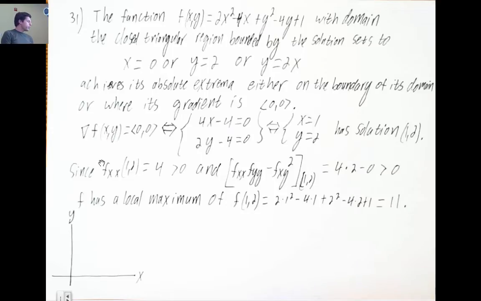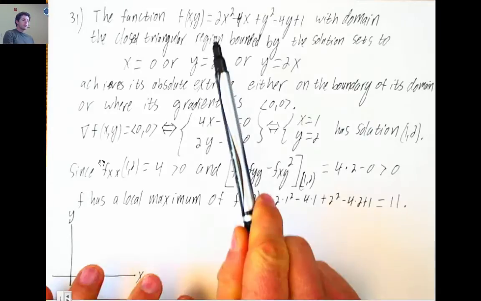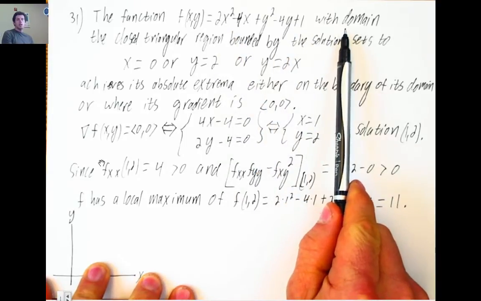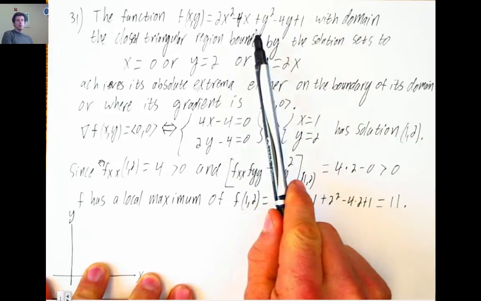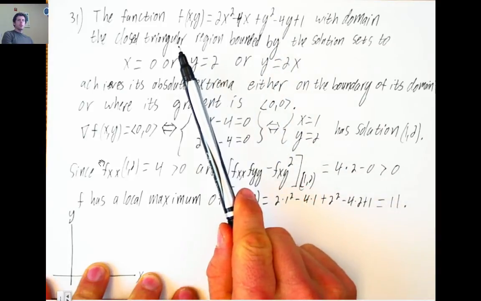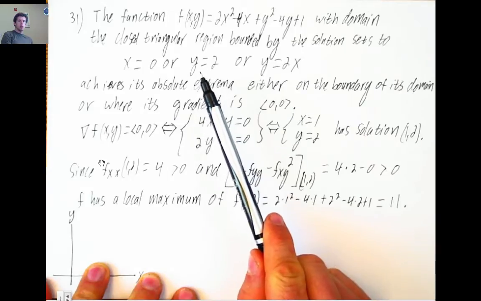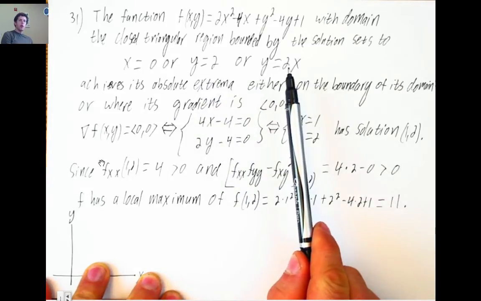In problem 31 here, rather I should say exercise 31, I am meant to find the absolute maxima and minima of a particular function, once again a second order polynomial, this time with a domain that is not the natural domain of this algebraic expression. Rather, the domain is a closed triangular region bounded by the solution sets to x equals 0, y equals 2, and y equals 2x.